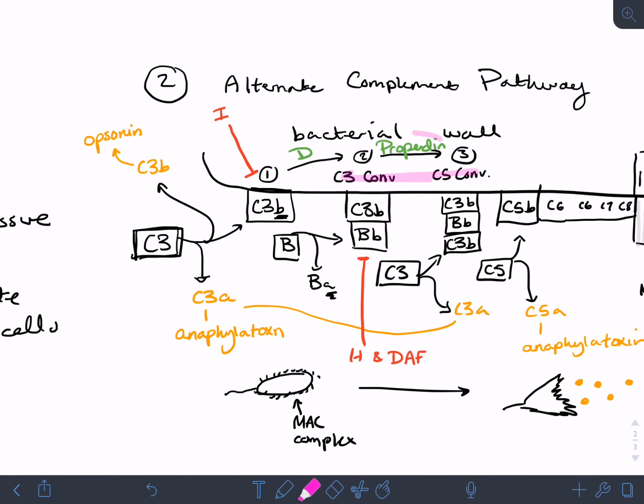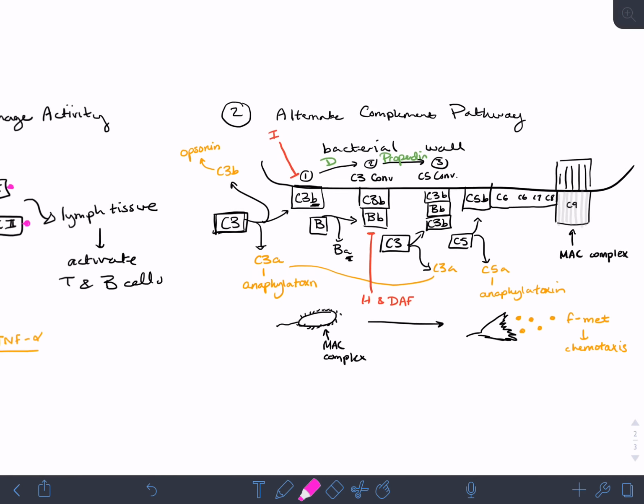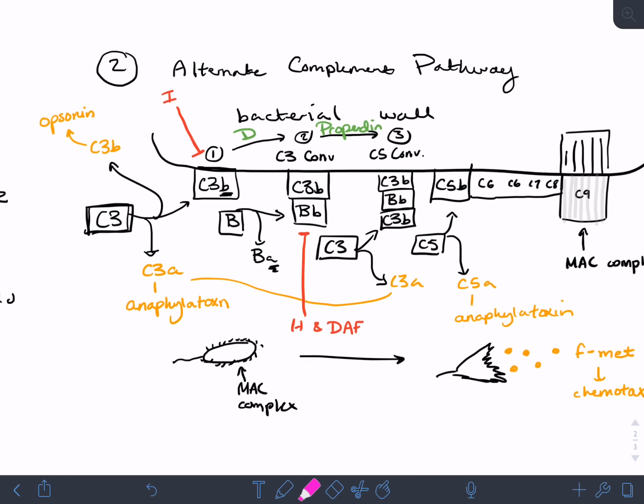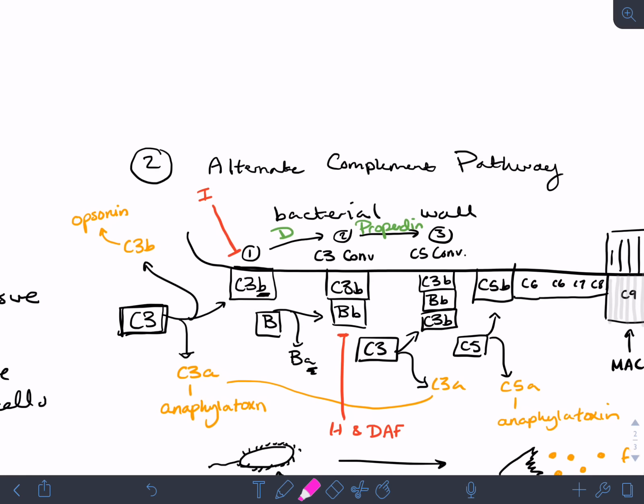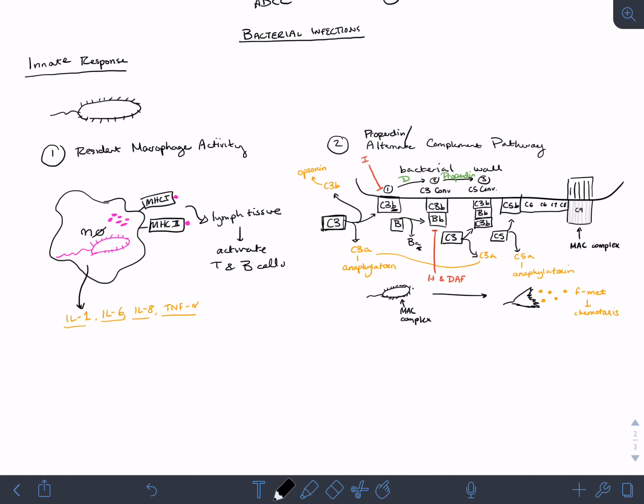This step is going to be promoted by properdin, and it's going to be inhibited by H and DAF. Those are important because that's probably what they're going to ask: how do you promote and how do you inhibit this pathway? And by the way, this is important to mention, the alternate complement pathway is also known as the properdin pathway. The properdin or alternate complement pathway.